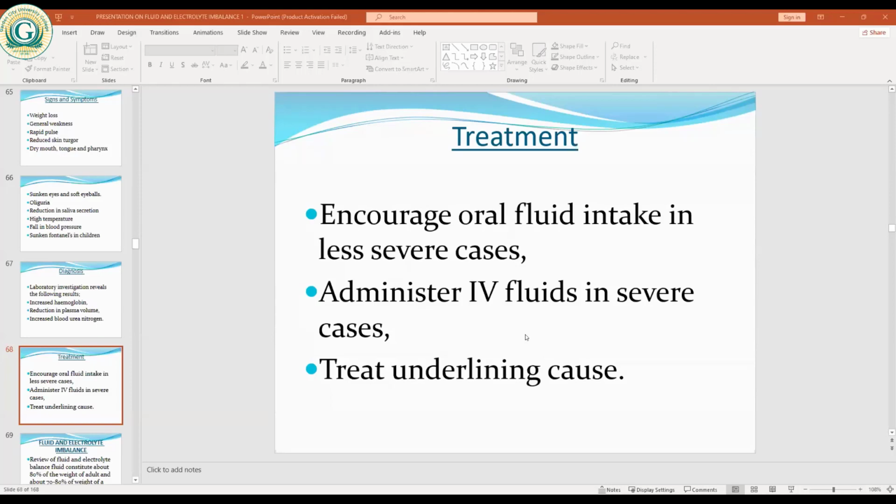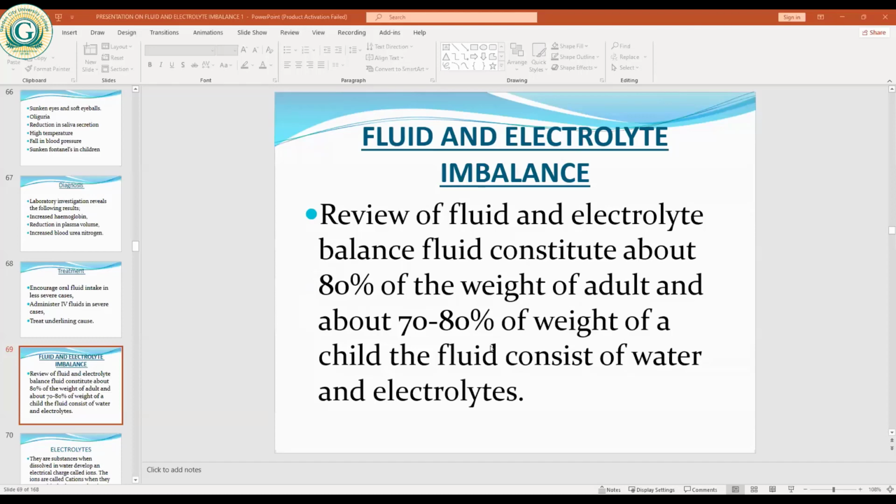Now, today we are looking at fluid and electrolyte imbalance, that is how fluids are distributed across the body. And I have already explained to you that we have these. Let me demonstrate to you before I move on.